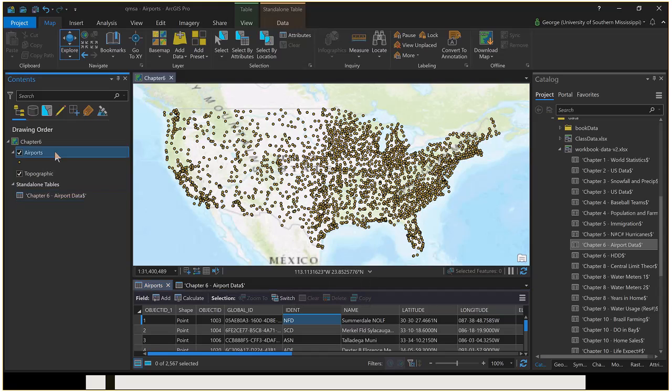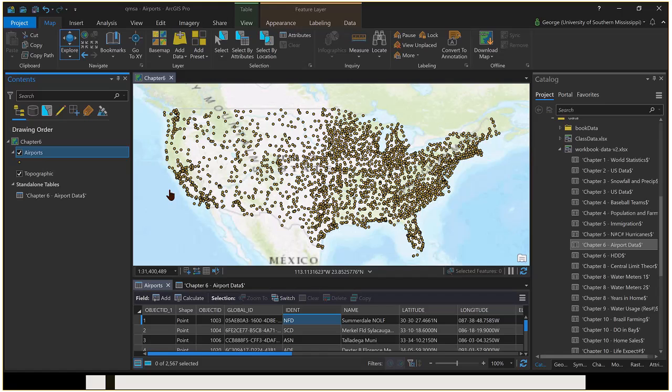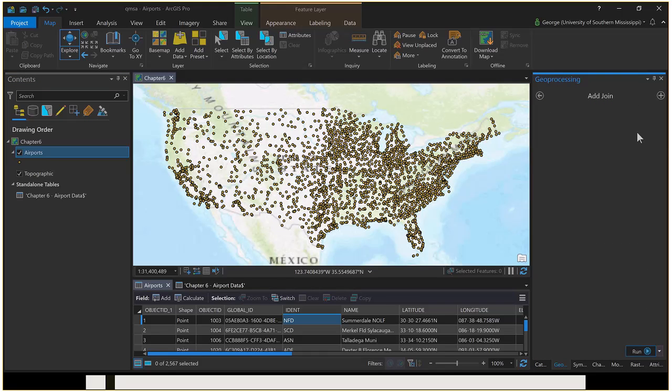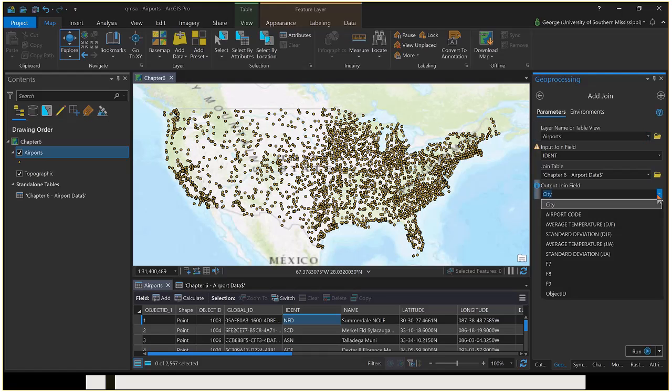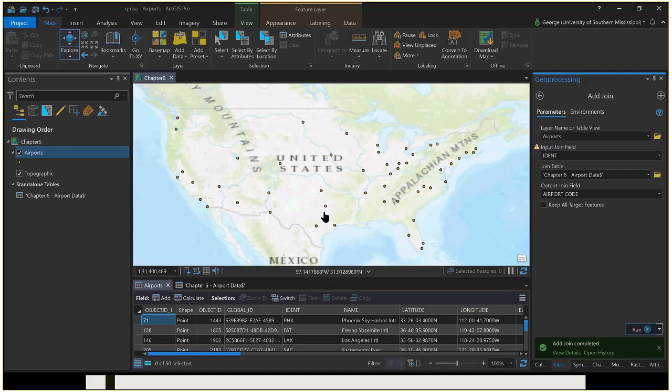Let's see though. We take airports and we do a join. Let's see if it works. Add join. It's thinking. Okay. Yeah. It's called ident, and in here it's called airport code. Is that right? So airport code. And then if you uncheck keep all target features, it'll discard the ones that aren't joined. And it does look like it worked.